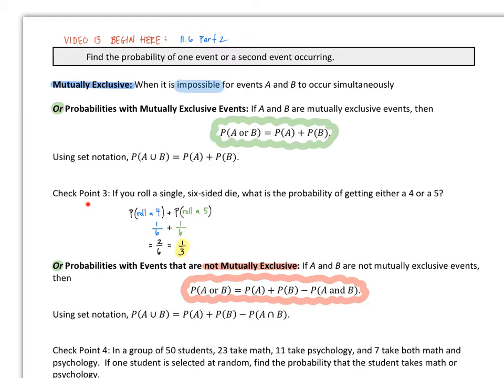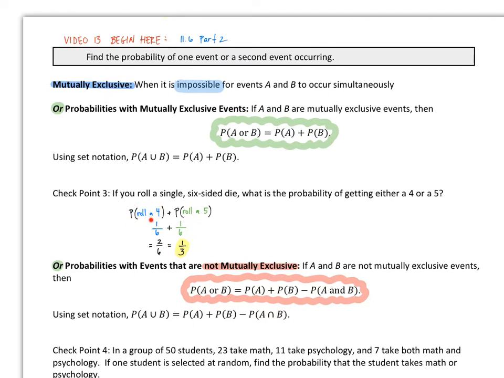If we look at checkpoint 3, if you roll a single 6-sided die, what is the probability of getting either a 4 or a 5? These cannot occur at the same time when you roll a die. Sorry about the bell. These, again, can't occur at the same time. I either roll a 4, a 5, or I roll something else. So this is mutually exclusive.